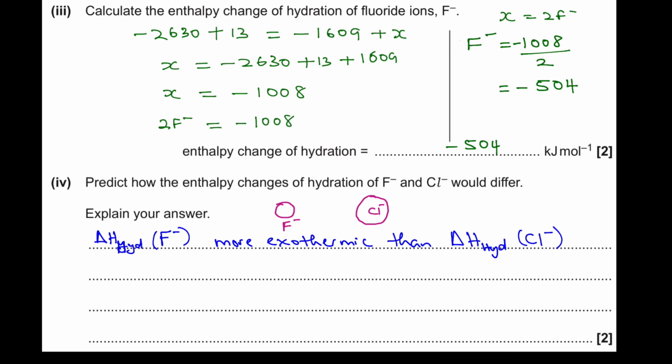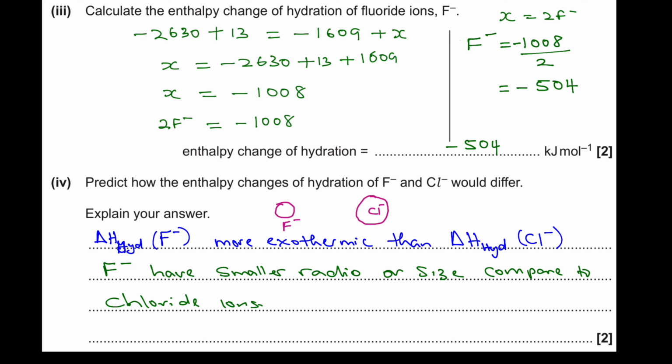Why? Because the fluoride ion has a smaller radius or size compared to the chloride ion. As we know, the smaller size ion will lead to a greater attraction to water, because they will be embedded into the water with a greater attraction.